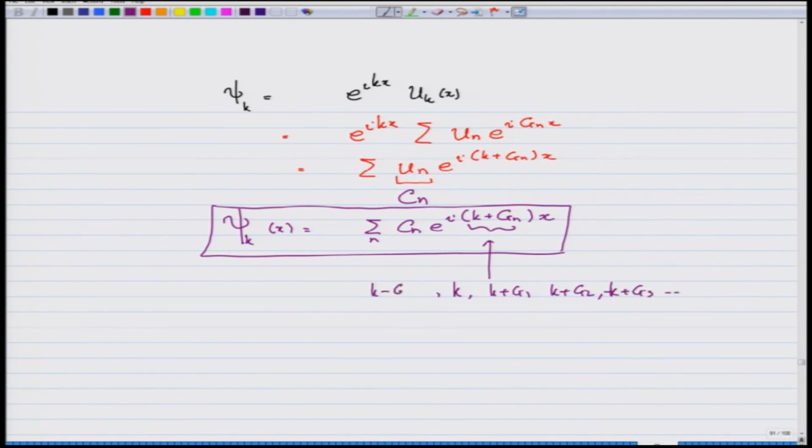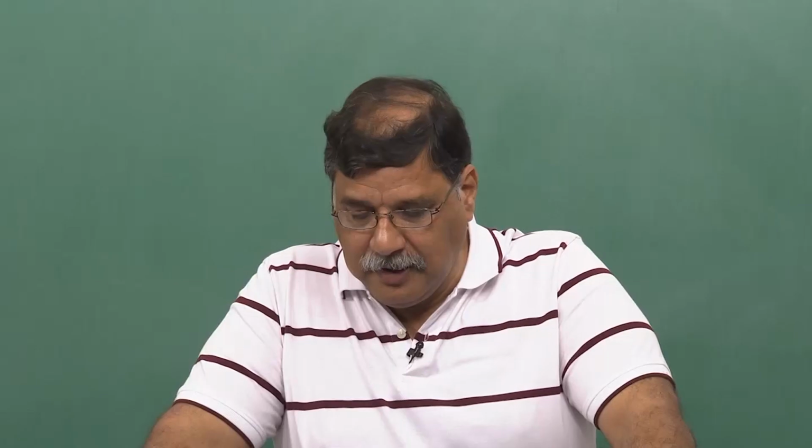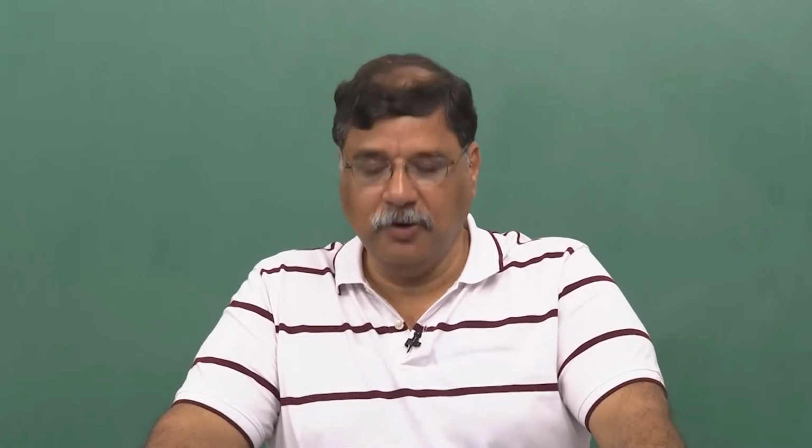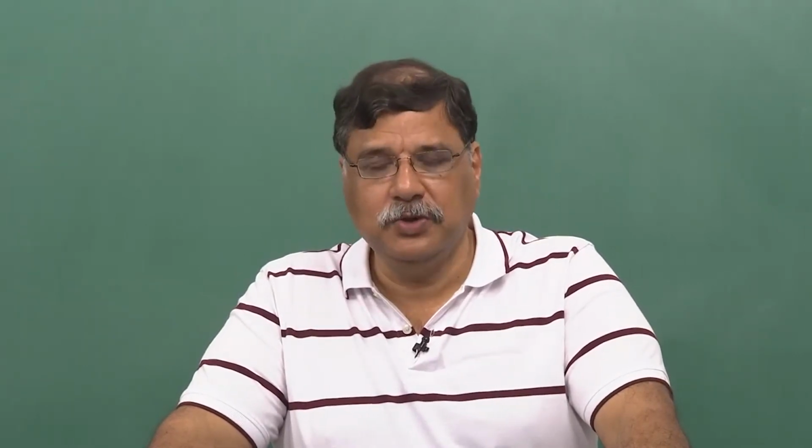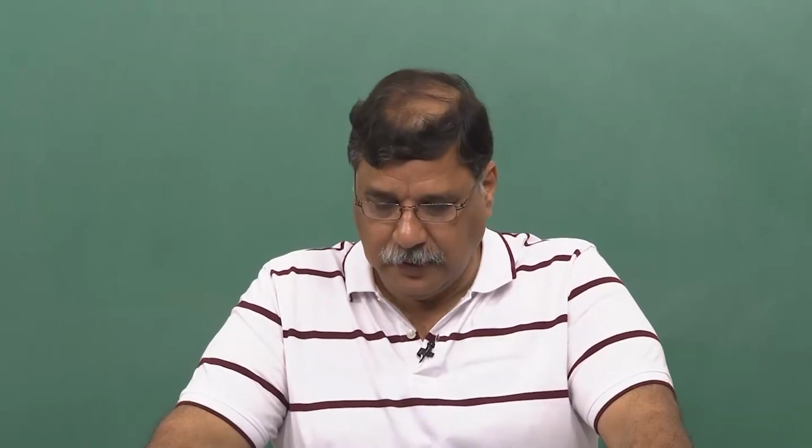k minus g1, k minus g2 and so on, and varies from minus infinity to plus infinity. And therefore, it does not really matter whether I specify the wave function by k, k plus g1, k plus g2, k plus g3. It is another way of seeing that all these are equivalent. If they are all equivalent, again I will restrict myself to k being between minus g1 by 2 to g1 by 2 in the first Brillouin zone.